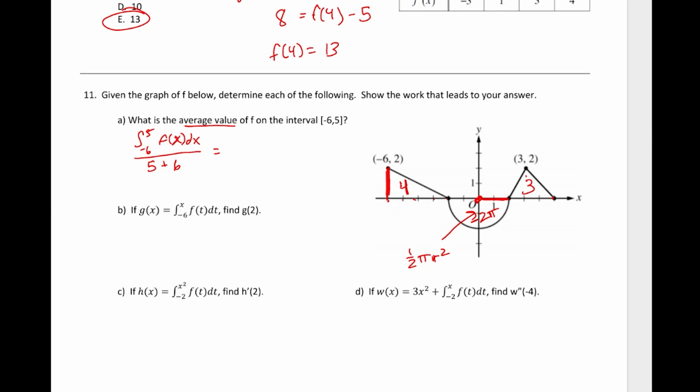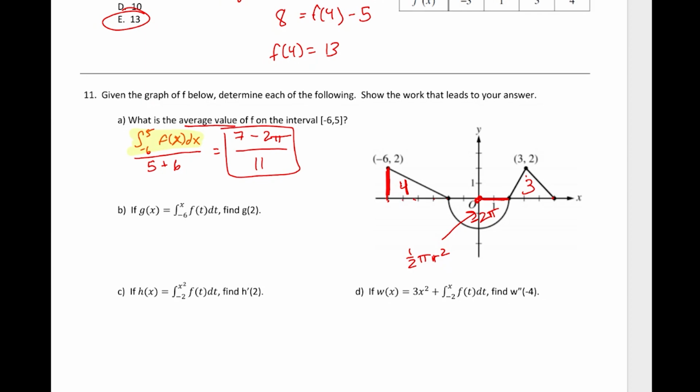Okay, so that means that this numerator up here, which is what we're trying to calculate there, is going to be 4 plus 3, which is 7, minus 2 pi, divided by 11. I don't think there's anything we can do to simplify that further.